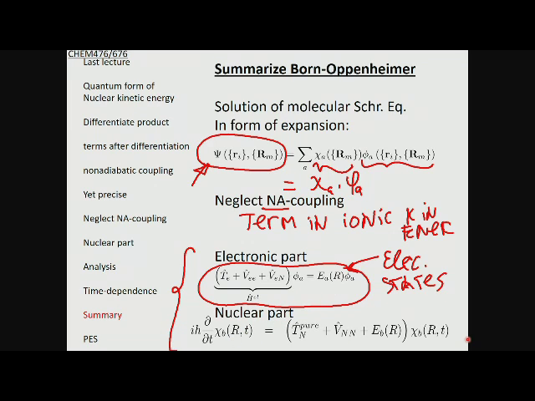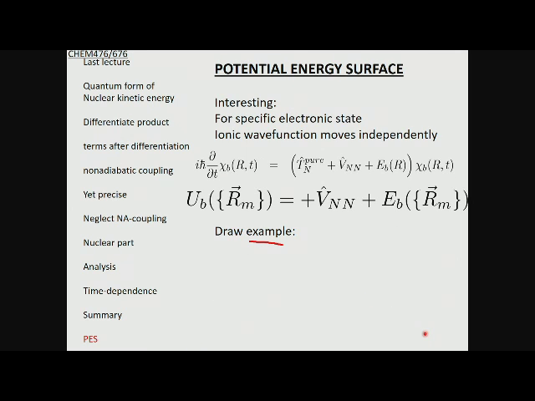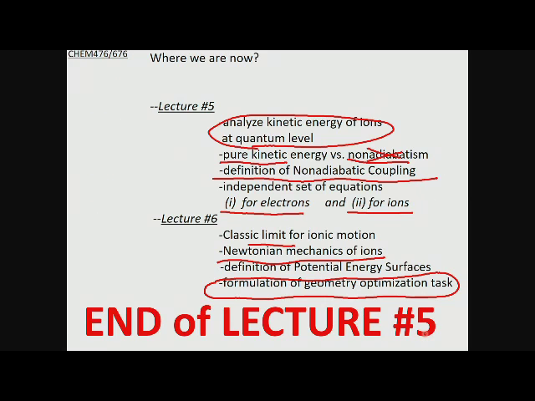What do we have? A potential energy surface that is composed of electrostatic repulsion and a contribution from electronic energy, and that's it. I think it is sufficient.